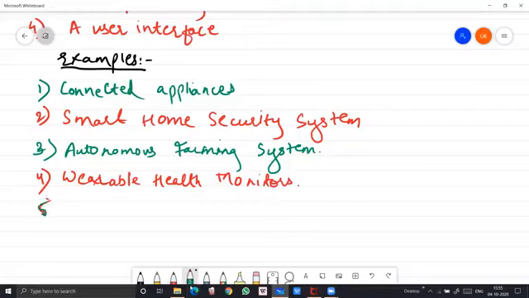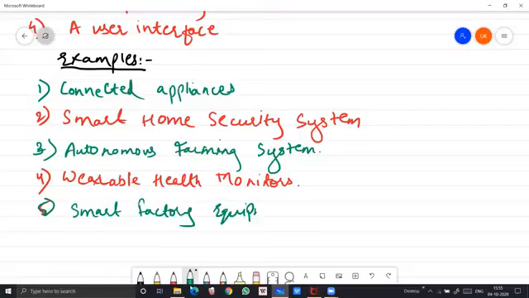what, students? Smart factory equipment. These are a few examples, students, which we have studied in our lecture.